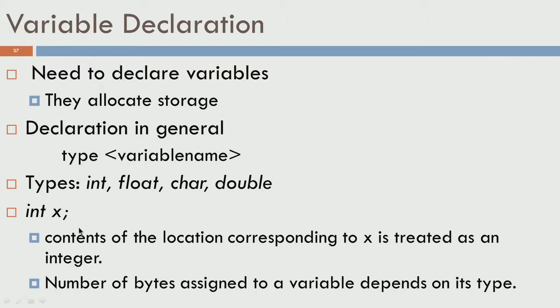If you look at the statement int x semicolon, what it really does is you have a variable by the name x and it is of data type integer, and there is a memory location which is labeled x. For this execution of the program, it assigns a certain number of bytes for this. Whenever you use the variable x in your program, during the execution the value which is contained in this location x is used.